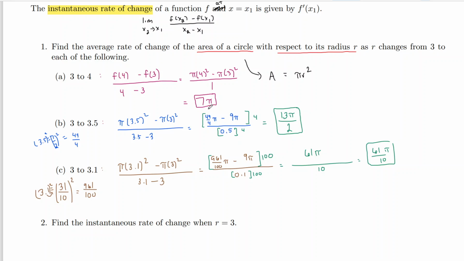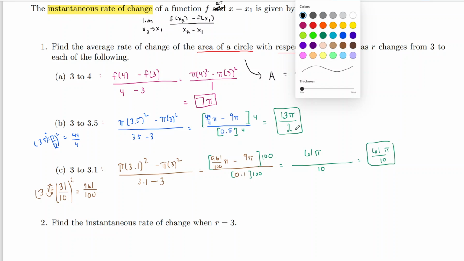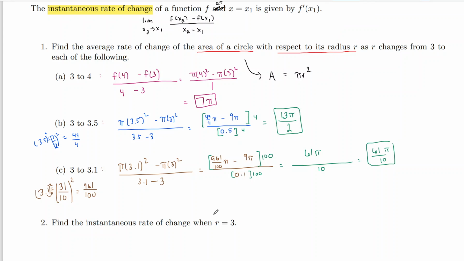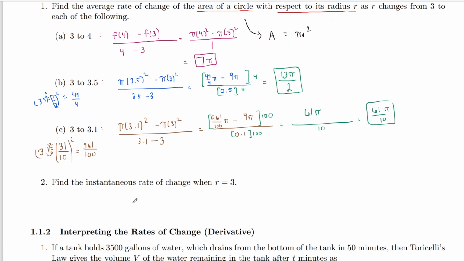Now, if you're paying attention to the number that's multiplying the pi, it goes from 7, and then when we go to 3.5, we have 13 over 2, which is 6.5, and then we have 61 over 10, which is 6.1. So it looks like it's getting closer and closer to 6. That would probably indicate that when we do the derivative and plug in r equals 3, it's going to be 6 pi. But let's just make sure.